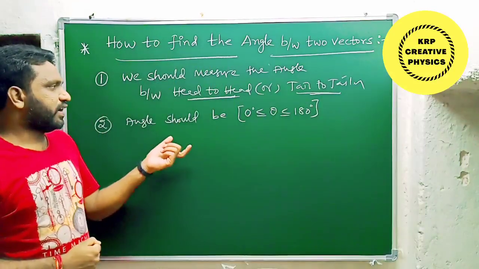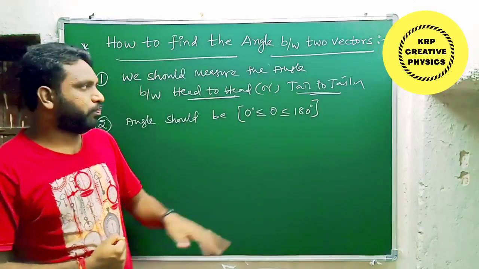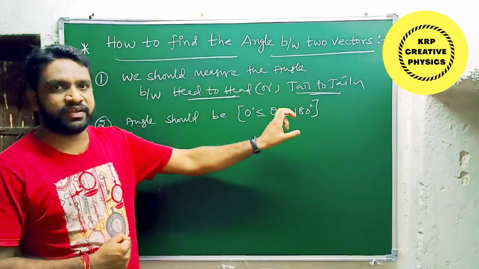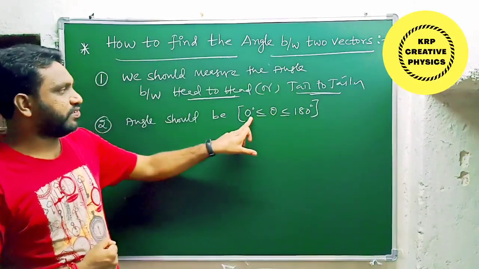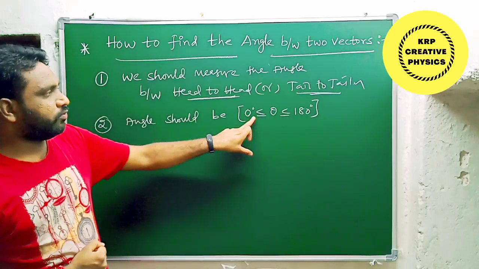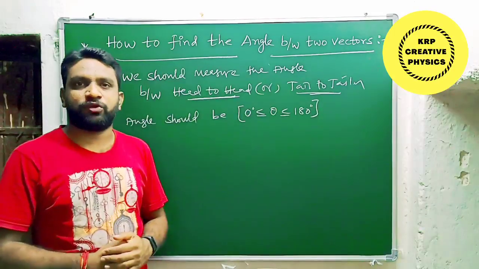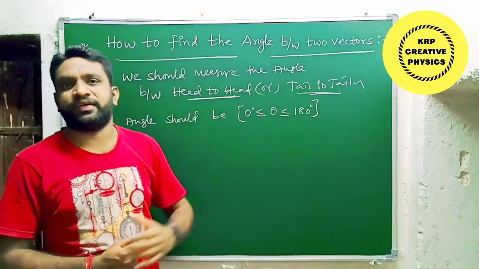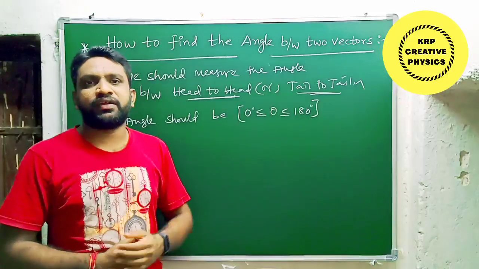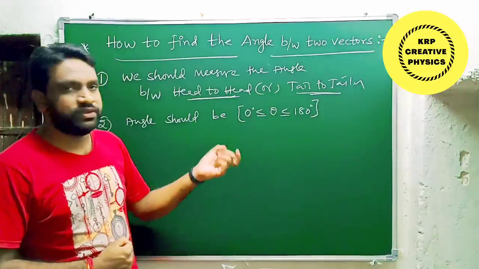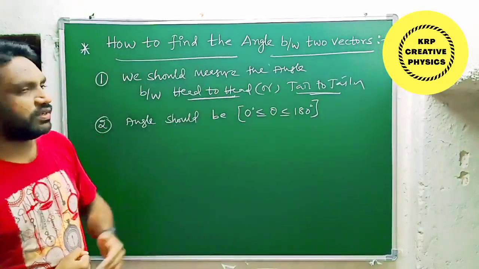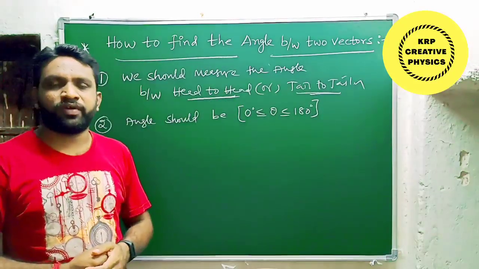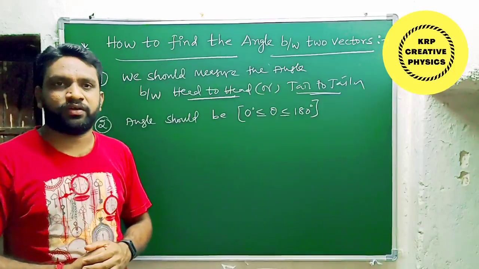If we consider the second condition, the angle between any two vectors should not be more than 180 degrees. It should not exceed 180 degrees. It should be less than or equal to 180 degrees. At the same time, it should not be less than 0 degrees. So that means, very simple, the angle should be in between 0 degrees and 180 degrees. It should not be more than 180 degrees. It should not be less than 0 degrees. So that is the condition. These two conditions you have to remember and keep in your mind. With the help of these two conditions, now we are going to measure the angle between given two vectors.